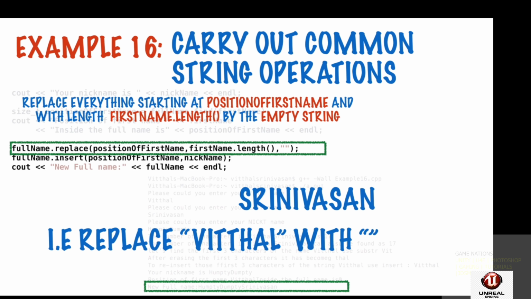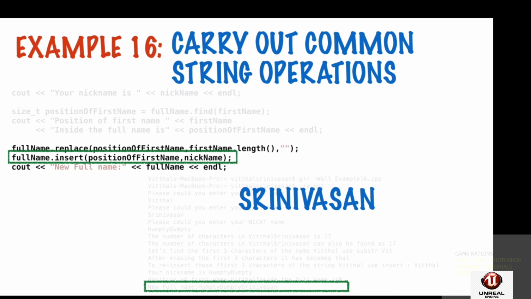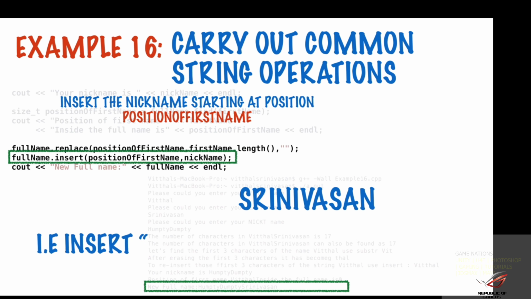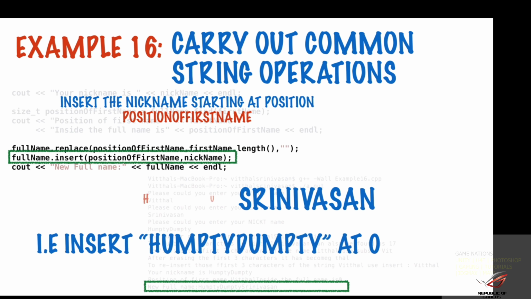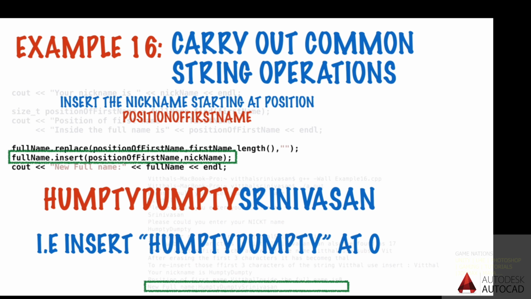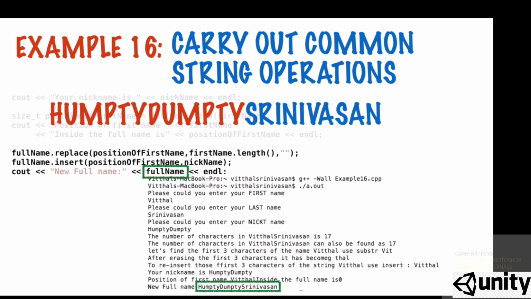Now, having accomplished the first part of this operation, let's get to the second. Here we reinsert the nickname into the full name at the position of the first name. That position is simply 0. Doing this will leave us with the full name string variable containing Humpty Dumpty Srinivasan, which is what we had in mind. Why? Because my nickname was Humpty Dumpty, my first name was Vittal, and the operation was to search and replace my first name with my nickname. And this is exactly what's printed to screen now.